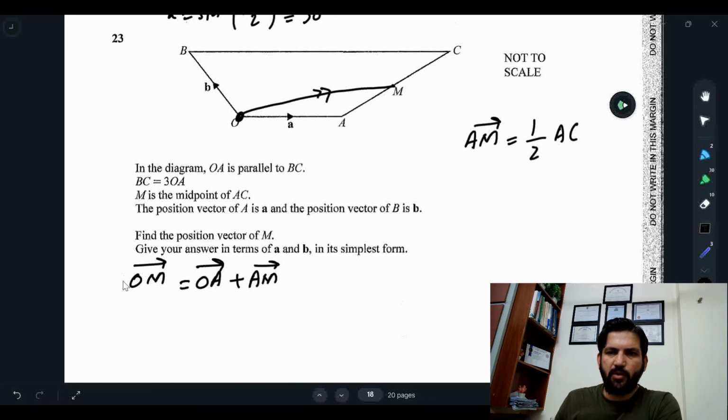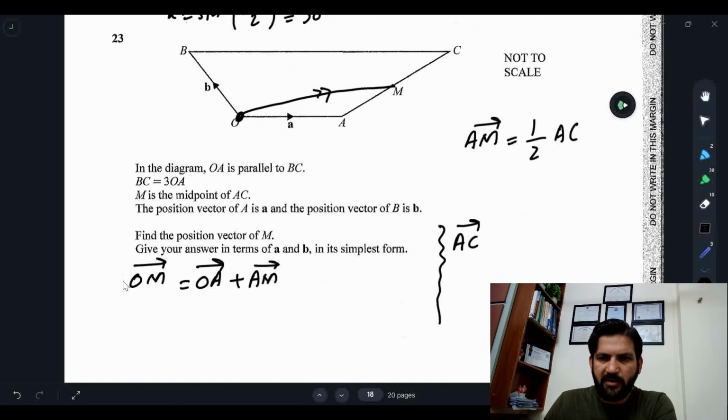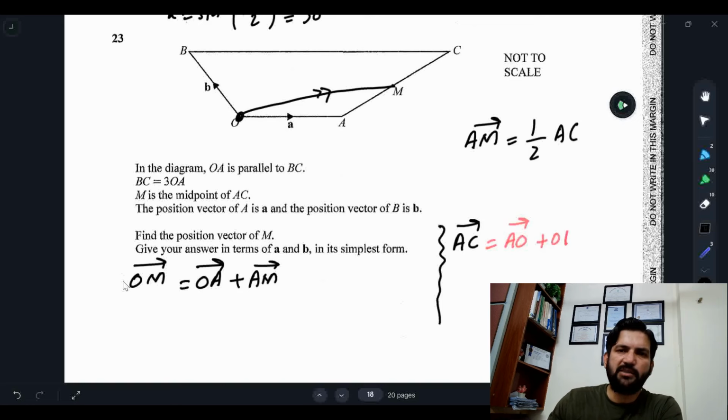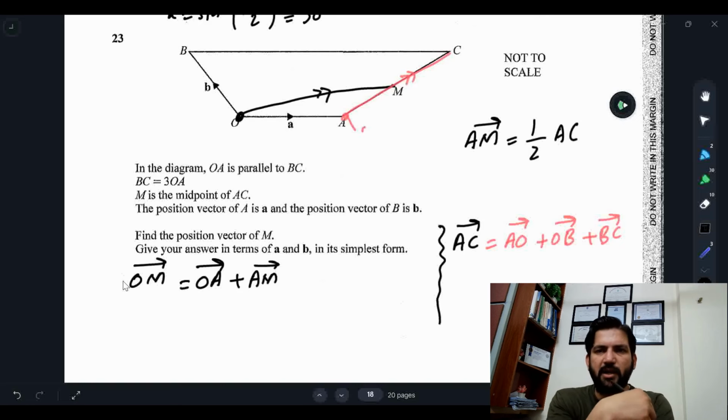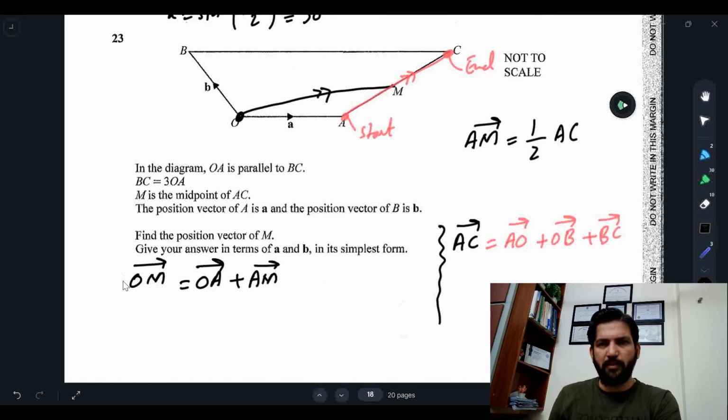So for AC, what we can do is write the equation for AC. Let's use the red pen for this so that you can easily understand. For AC, the equation should be AO plus OB plus BC. This was the pattern we use, that we have to travel. This one is AC, so we have to travel from the starting point. This one is the starting point, this one is the end point. So for the equation, the process is that we have to move from starting point till end point. But the problem is we don't know the value of BC.